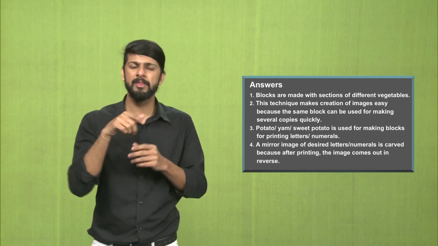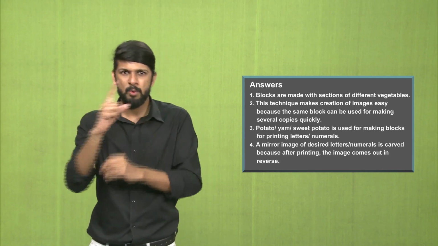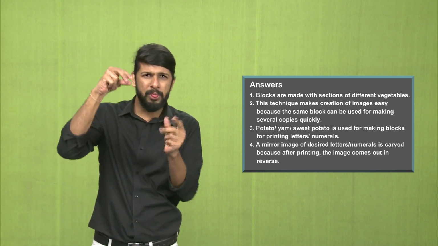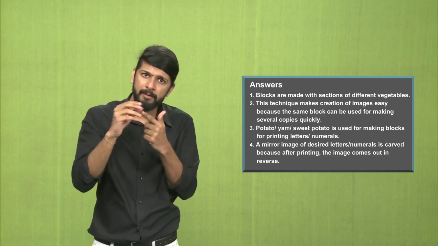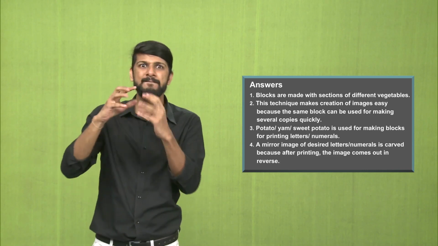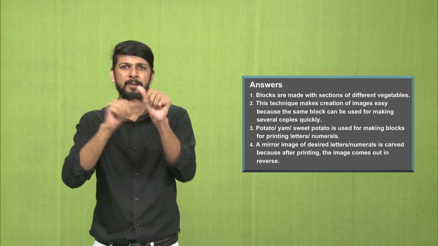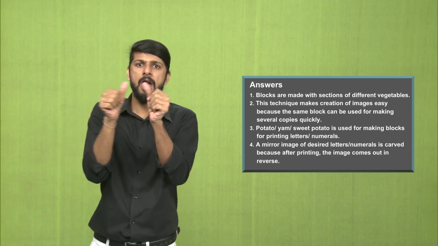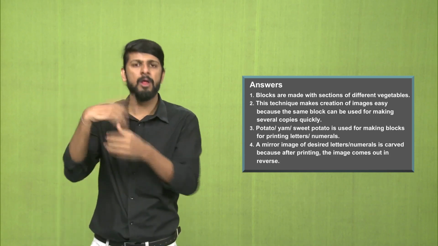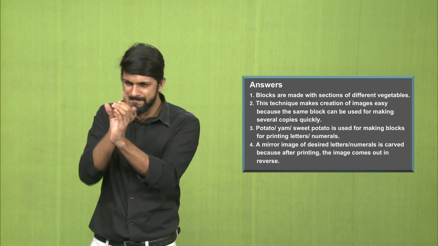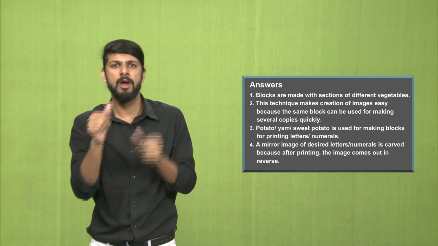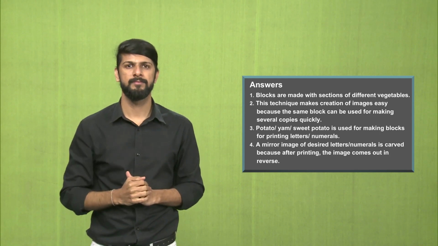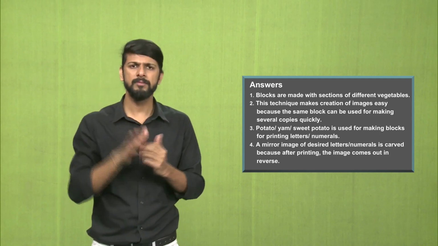Answer 3. Potato, yam or sweet potato is used for making blocks for printing letters and numerals. Okra, capsicum, etc. would not be suitable, you cannot engrave letters and numerals on it because they give floral shapes, whereas potato, yam, sweet potato can be engraved, can be carved with the letter or the numeral so that the same impression can be printed.